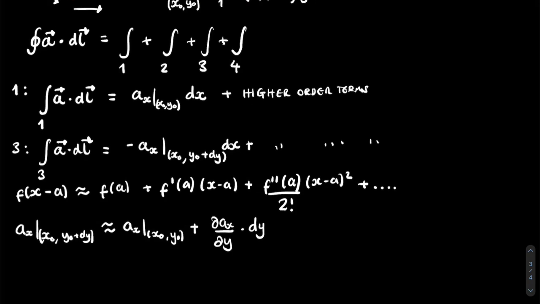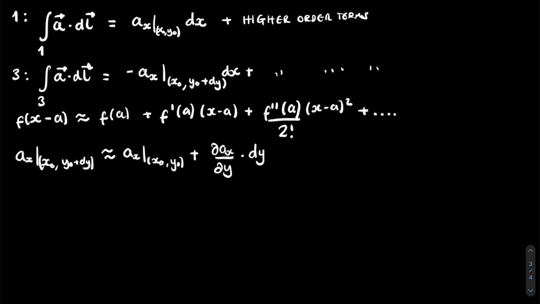So from that we can see that for integral 1 plus integral 3, the original term is going to cancel. This term right here is common to both integrals, and therefore you're going to get minus dax by dy. This time it's going to be dx dy.